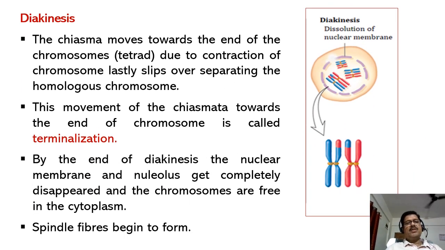Diakinesis. This is the last subphase in prophase I of meiosis I. The chiasmata move towards the ends of the chromosomes, that is the tetrads, due to contraction of the chromosomes, and lastly slip over, separating the homologous chromosomes. This movement of the chiasmata towards the end of the chromosome is called terminalization. By the end of diakinesis, the nuclear membrane and nucleolus completely disappear, and the chromosomes are free in the cytoplasm. Lastly, spindle fibers begin to form.